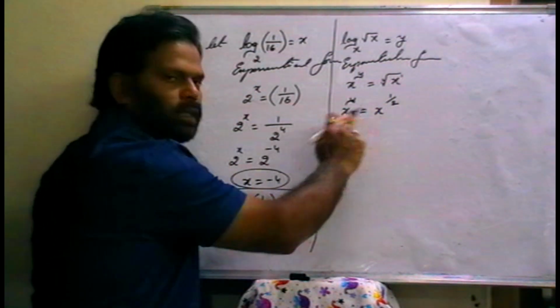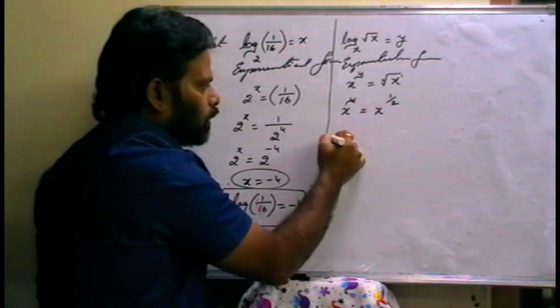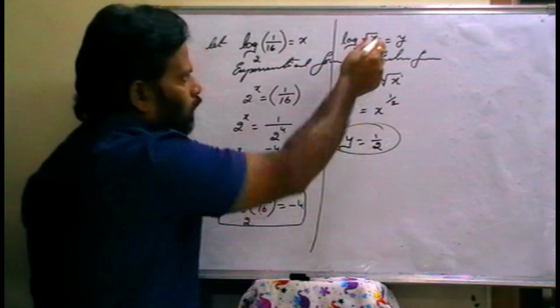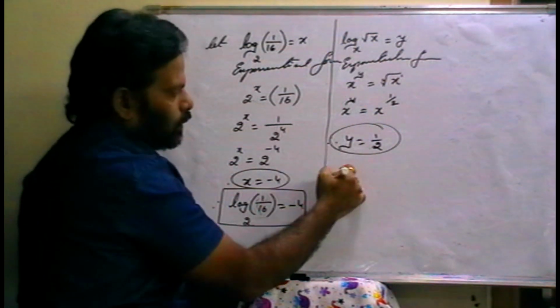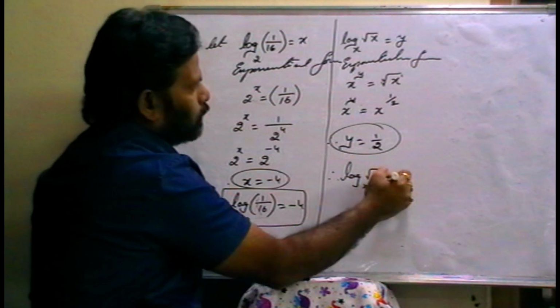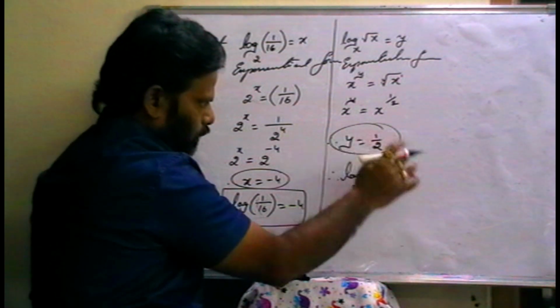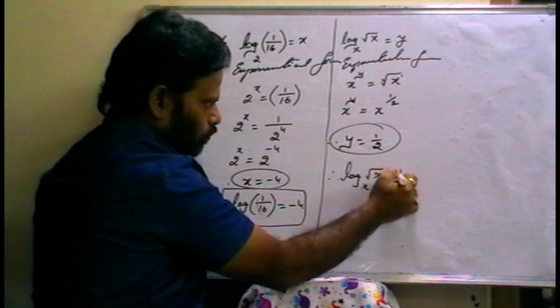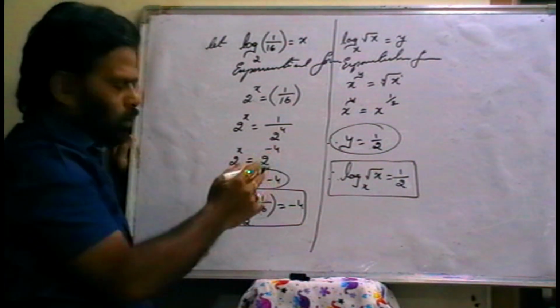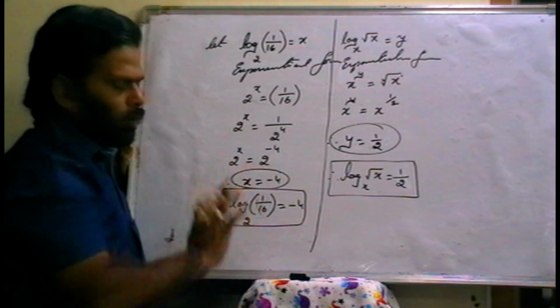Here on both sides the bases are equal, so the powers should be equated. Therefore y is equal to 1 by 2. But y means what? Log root of x base x. Therefore log square root of x to the base x is equal to y, that is 1 by 2. So log square root of x to the base x is equal to 1 by 2.